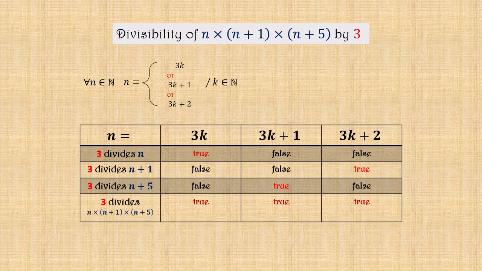In the table that appears, we can see that for each natural number n that can be written as 3k, n is already divisible by 3, so the product n multiplied by n+1 multiplied by n+5 is also divisible by 3. Then, if n is equal to 3k plus 1, we would have n+5 divisible by 3, so the product n multiplied by n+1 multiplied by n+5 is divisible by 3. And finally, in case n is equal to 3k plus 2, then n+1 would be divisible by 3. So the product n multiplied by n+1 multiplied by n+5 is divisible by 3 in this case too.